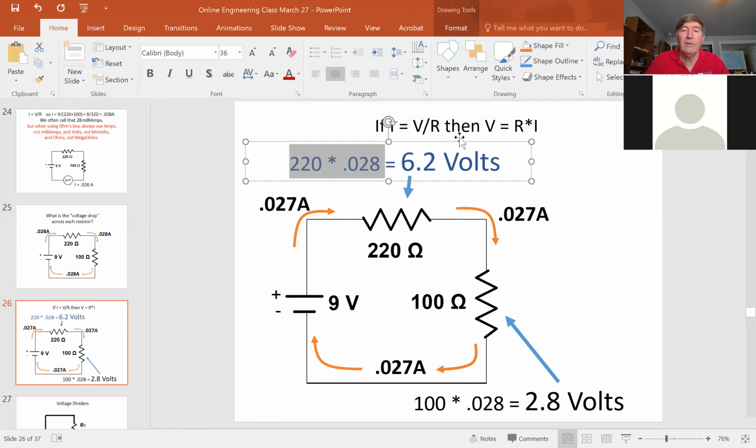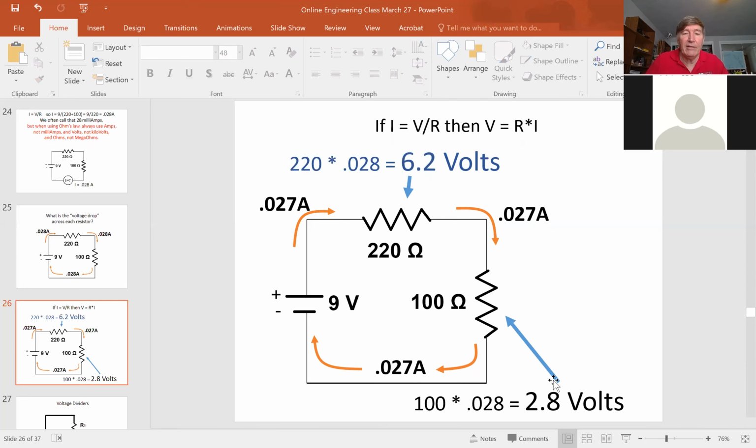If I use the modified version of Ohm's law, I can figure out that the voltage drop across this resistor is 6.2 volts. Actually, it's 6.16, but I'm only going to use 2 significant figures. My input numbers have 2 significant figures, so I'm going to write my answer with only 2 sig figs. Those of you saying it's 6.16, that is the more correct answer, but if we follow the sig fig rules, it's 6.2.